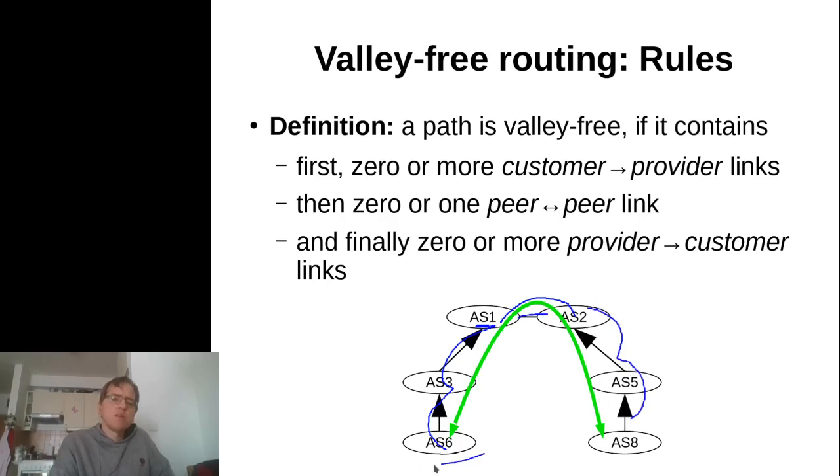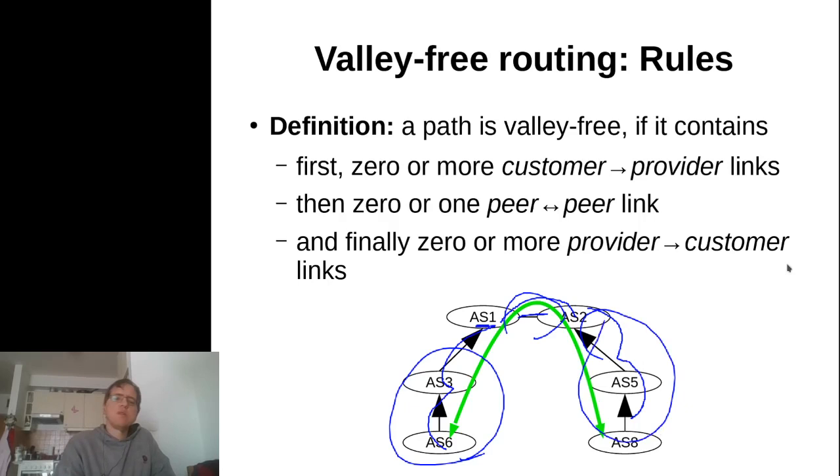What's very important is that any of these phases, customer to provider, peer, and provider to customer, may be missing. So this is also a valley-free path. This is also a valley-free path. The idea here is that it first goes upwards, then it takes at most one horizontal step, and then the valley-free path goes downwards.